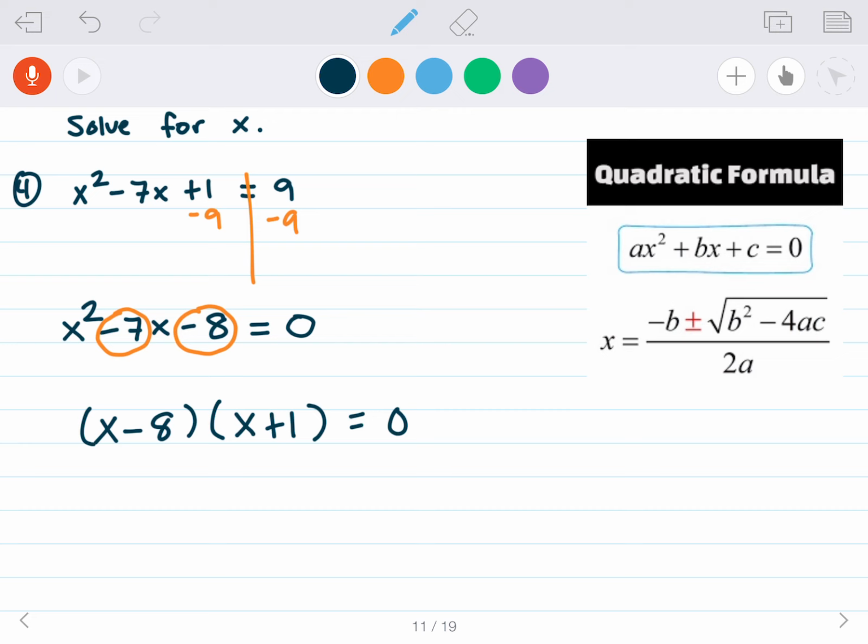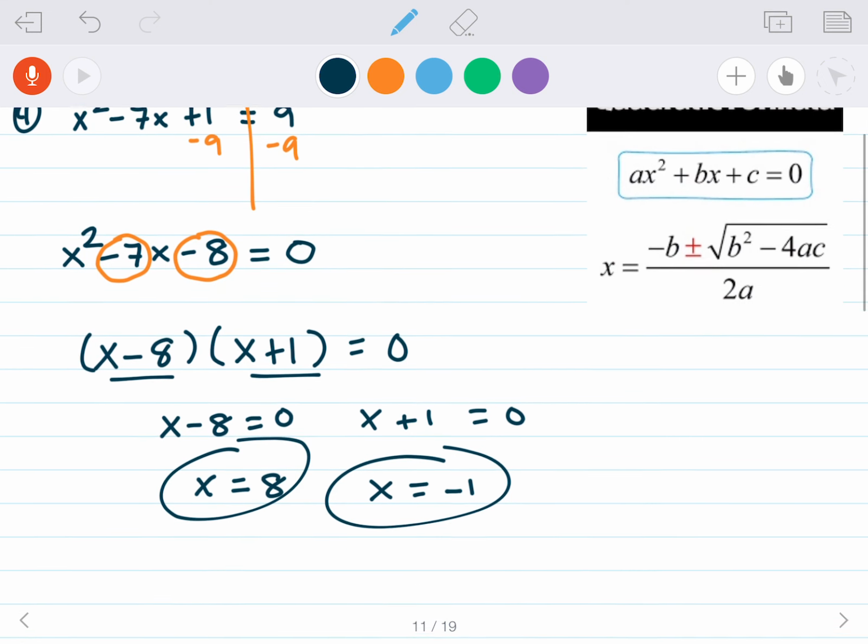Again, I'm not going to use the quadratic formula for this one because I thought factoring was easier, but you should confirm that the quadratic formula gives us the same answer. Maybe we'll do it. Setting each of these terms equal to 0, I get x minus 8 equals 0 and x plus 1 equals 0. So my x-intercepts are x equals 8 and x equals negative 1.